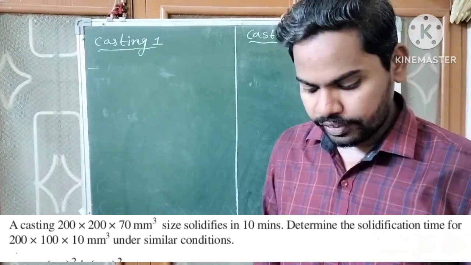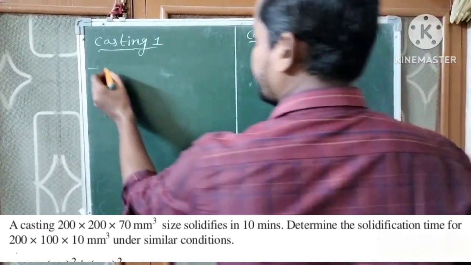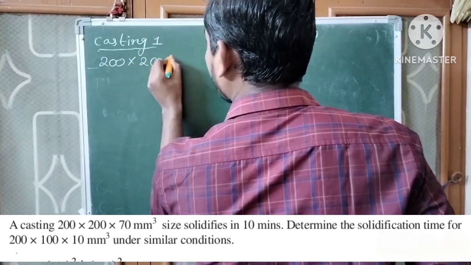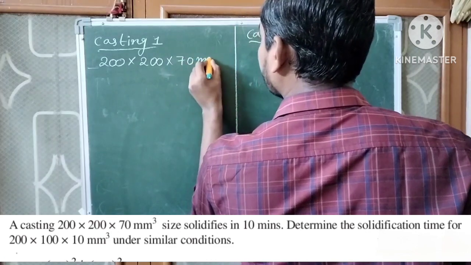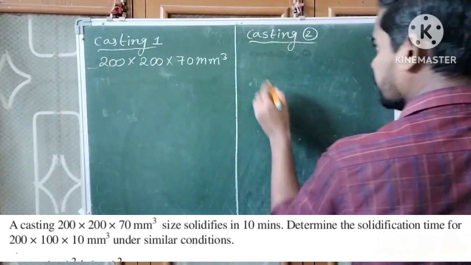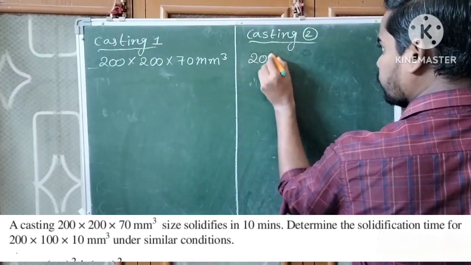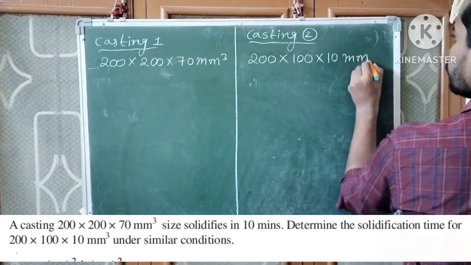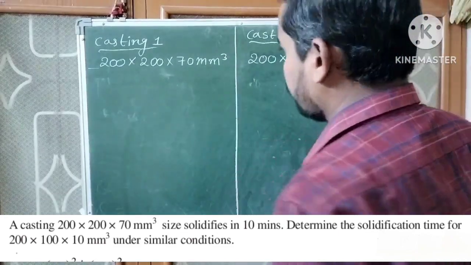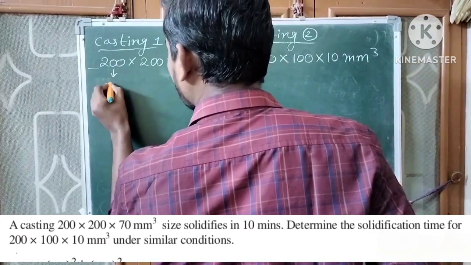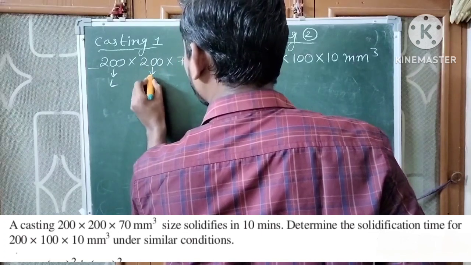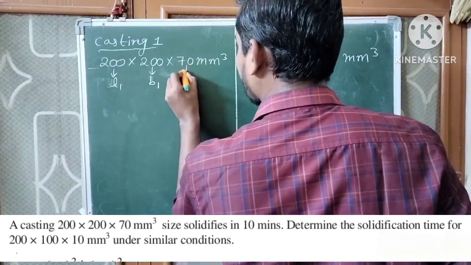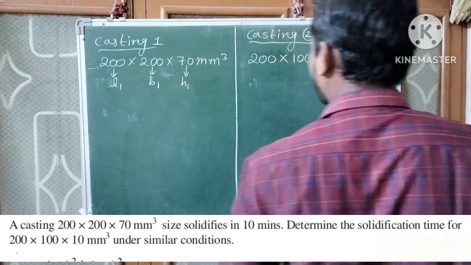Here dimensions of casting 1 is given 200 into 200 into 70 mm cube. Dimensions of casting 1, and the dimensions of casting 2, 200 into 100 into 10 mm cube. Okay now, so volume unit mm cube. Here length is equal to 200 mm, let us say this is L1, and breadth B1 200 mm, and height H1 70 mm.